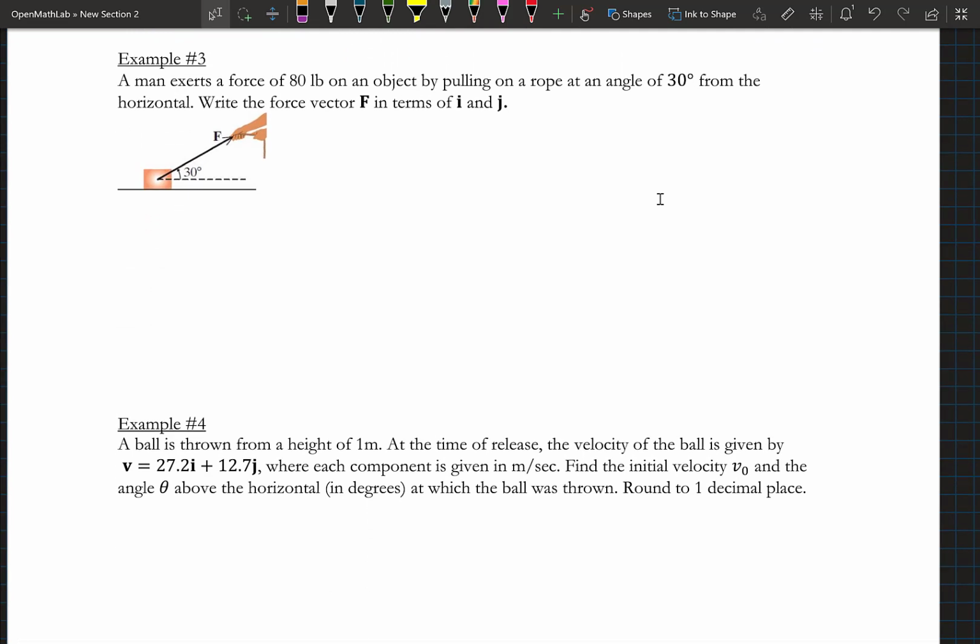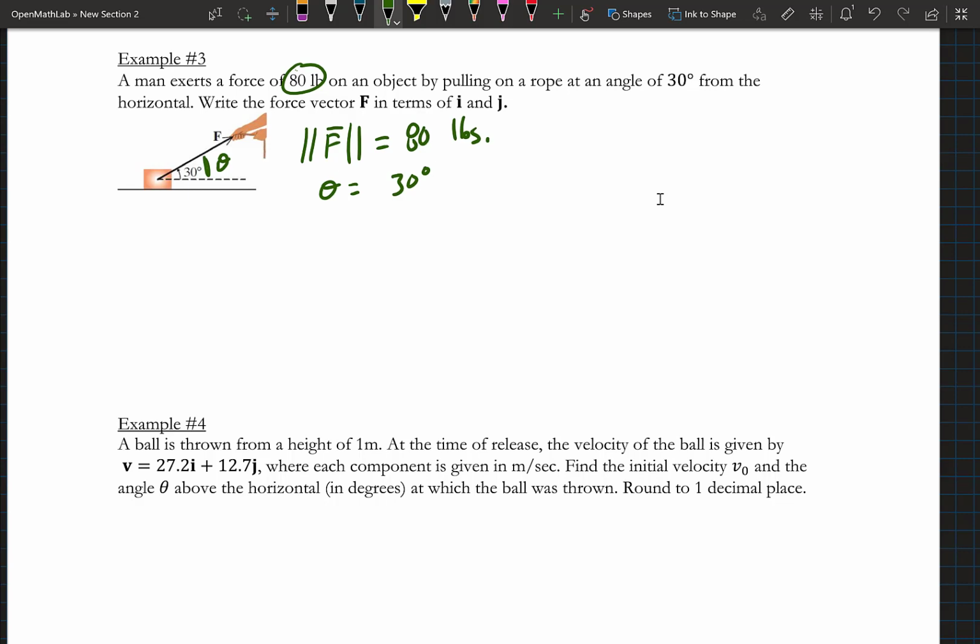So we have some application problems to work through. Example 3 says a man exerts a force of 80 pounds on an object by pulling on a rope at an angle of 30 degrees from the horizontal. Write the force vector F in terms of i and j. So we can work through this. The first thing, just a note: this force of 80 pounds tells me the magnitude of vector F is equal to 80 pounds. And this measurement is theta, so I know that theta equals 30 degrees.